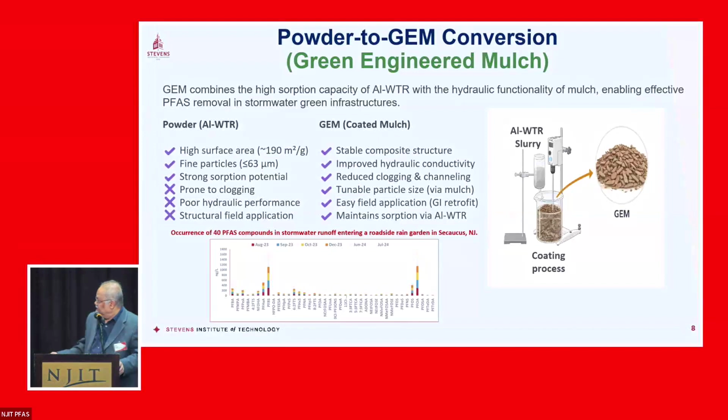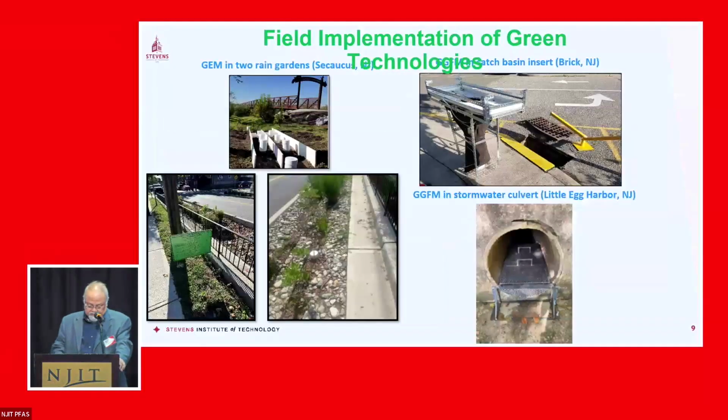A field study in a roadside rain garden in Secaucus confirmed the presence of 40 PFAS species in the stormwater runoff. At this time, using the USEPA 1633 method, we can actually quantify 40 species, and all 40 species were present in your regular stormwater.